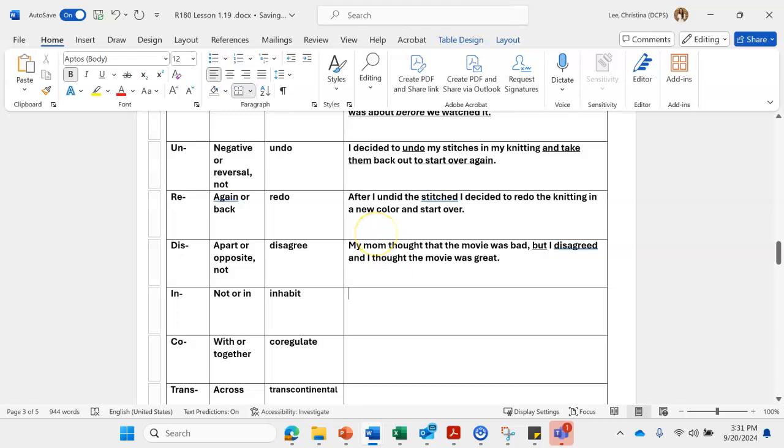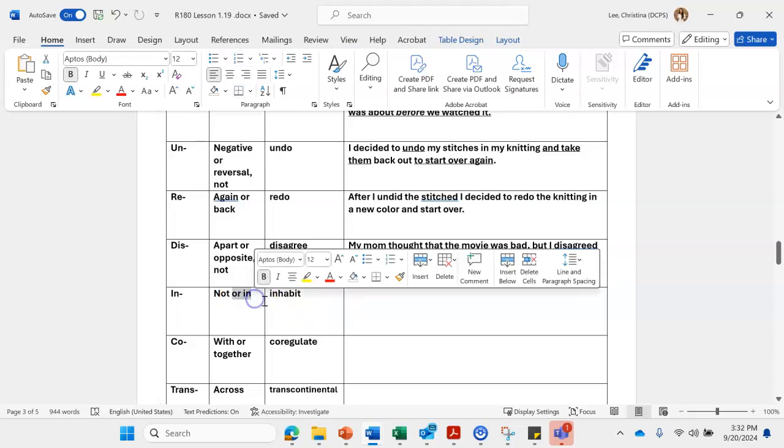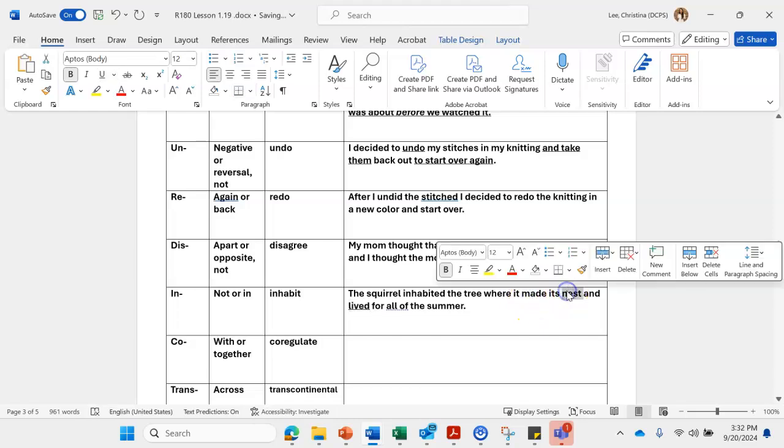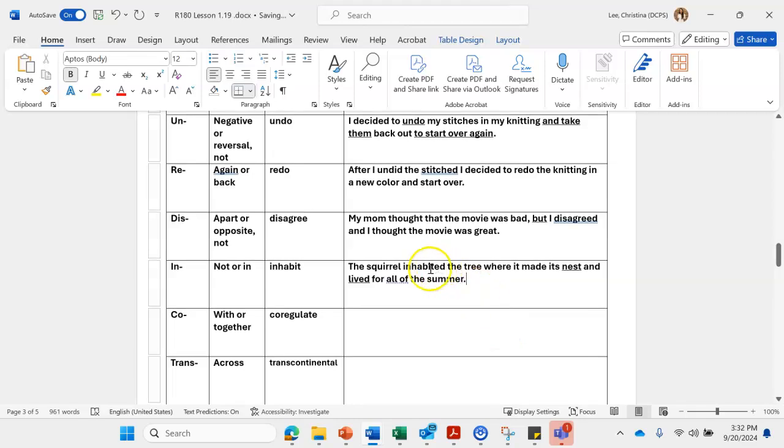Inhabit means to live in a place, right? So habit, live in. Okay, so in this case, it's the in, not the not. And so the squirrel inhabited the tree where it made its nest and lived for all of the summer. Okay, so this live piece gives us a hint about it inhabiting, and where it made its nest, we know that's its home, right? So it helps us to understand inhabited means that that's where it lived.